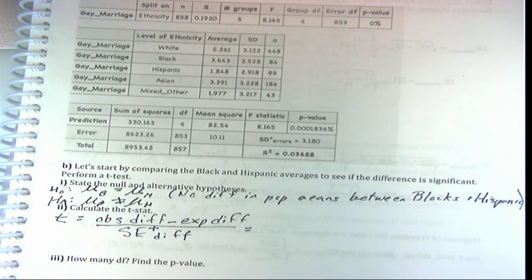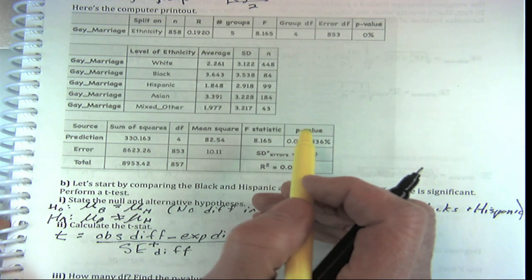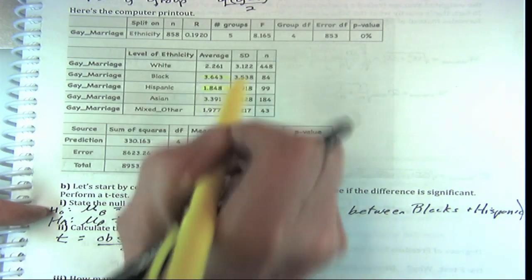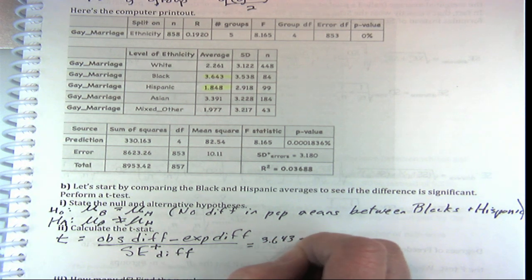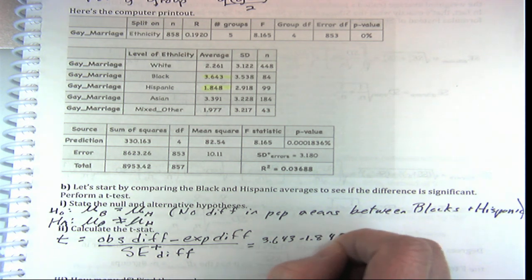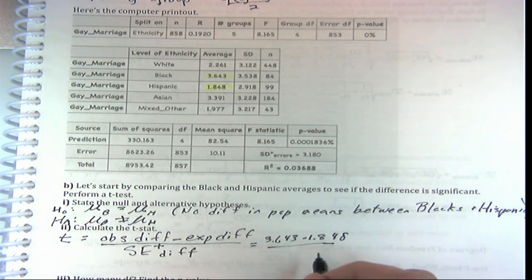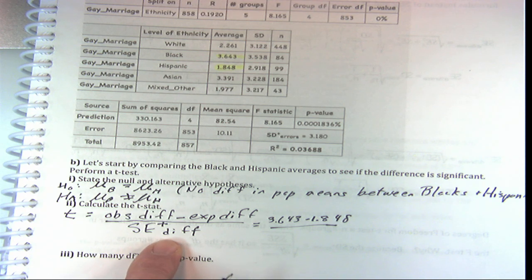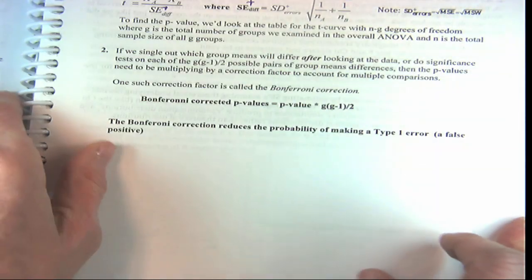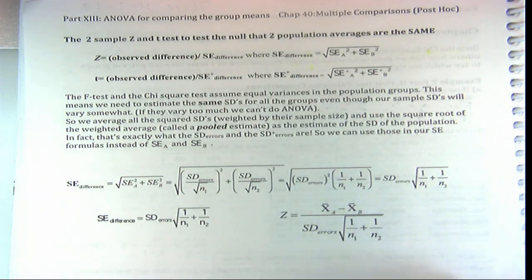We just look at this difference here of what? What is the difference between the two averages? Right here. So that's 3.643 minus 1.848. That's what the numerator is. And the denominator, we have to remember how to do this standard error for the difference. So let's turn to the next page. We had this before, and let's just review it. It's going to be slightly different this time. So let's go to the next page and look at this. I know it looks sort of overwhelming here, but you'll understand it in a minute.